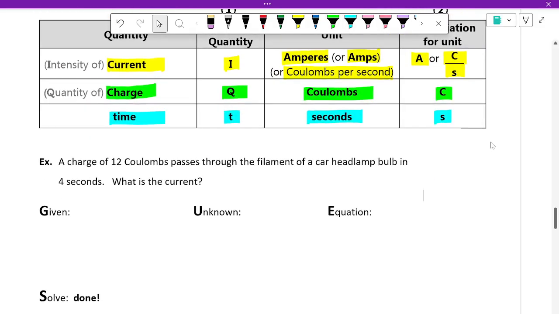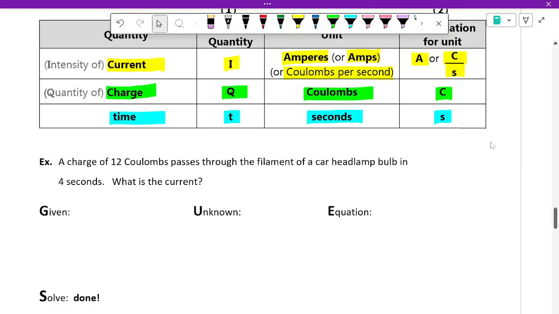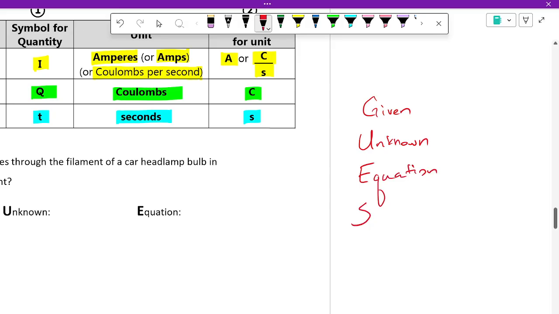And we're now going to use this formula, I equals Q over T, to use the GUESS-CUBS method of solving the problem. Actually, before we do this, what does G stand for? Given. What does U stand for? Unknown. What does E stand for? Equation. How about the first S? Solve. And we're solving for the unknown. And we're not doing that yet. We'll do that tomorrow. Okay?